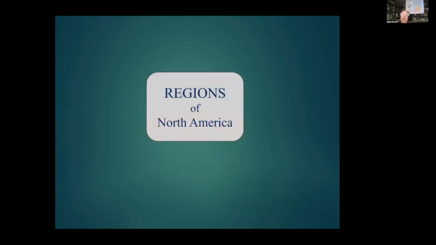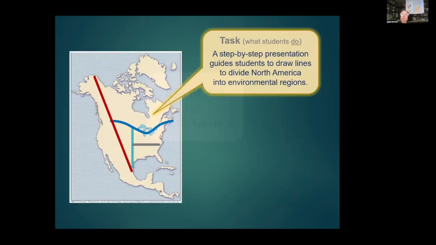Regions of North America is an activity that you can use just about anywhere in the first half of the course. Basically, it's a step-by-step presentation that guides students in drawing a handful of lines to divide North America into environmental regions.